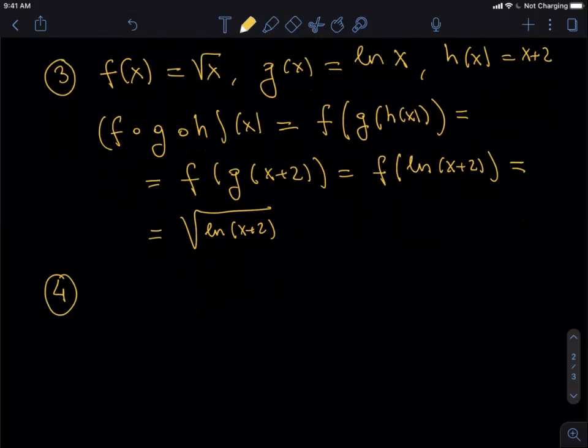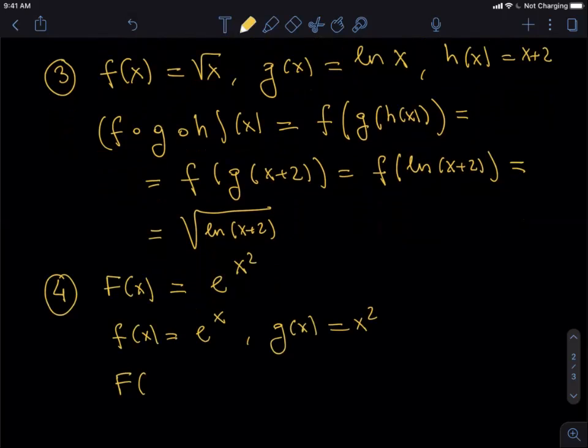And now we could do the reverse. So we could have a function capital F of x that is the exponential of x squared. And we may want to write this as a composition. So this is a composition of 2 functions, the exponential of x and x squared. Okay, written like this, F of x is f composed with g. Okay, so it's f of g of x.